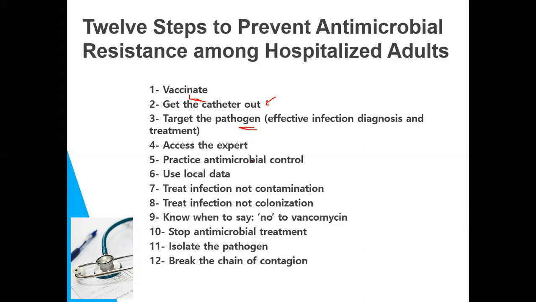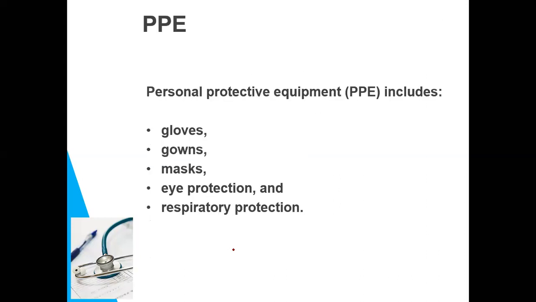Access the experts, practice antimicrobial control, use local data, treat infection, not contamination. And this is very important: treatment of infection, not contamination. This can be done by doing a culture, not by giving empirical antibiotics. Treat infection, not colonization. Also, we have to treat the real infection, not the colonizing organism. Know when to say no to vancomycin. Vancomycin is unfortunately not available all the time in all hospitals. Stop antimicrobial treatment, isolate the pathogen, break the chain of contact.